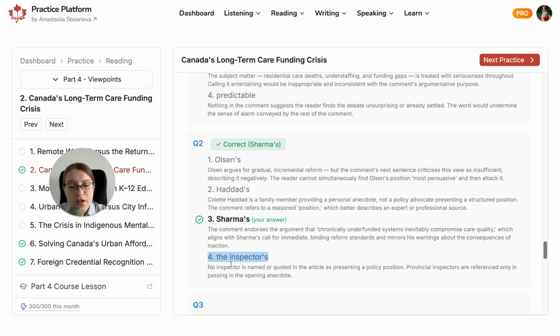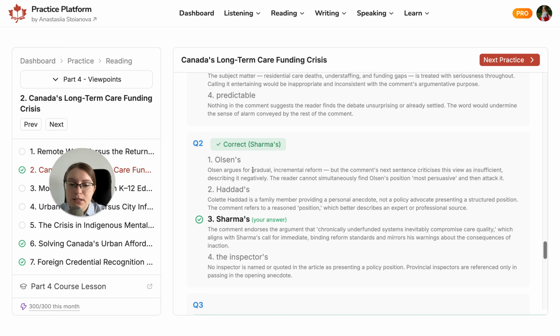The inspector was not mentioned. No such thing. Again, it's very easy. If you get something like that, we are lucky. We can just eliminate this answer. Haddad's is just a family member. It was like a personal story, personal anecdote at the very beginning. It's not a policy advocate, right? So we cannot choose that.